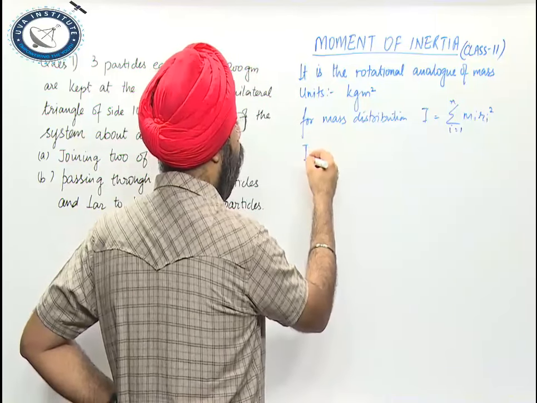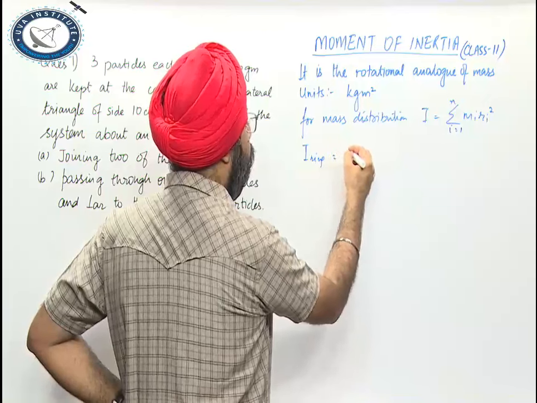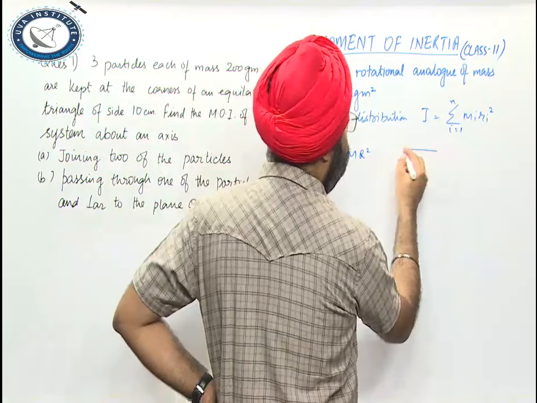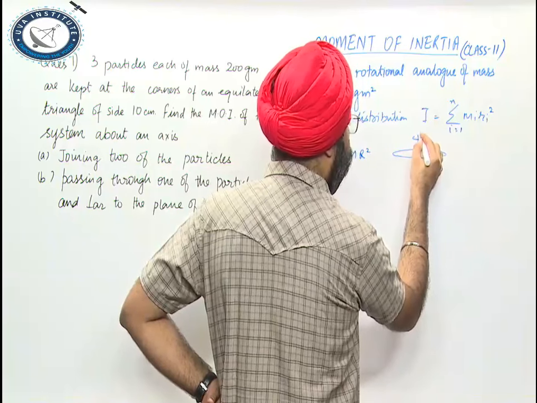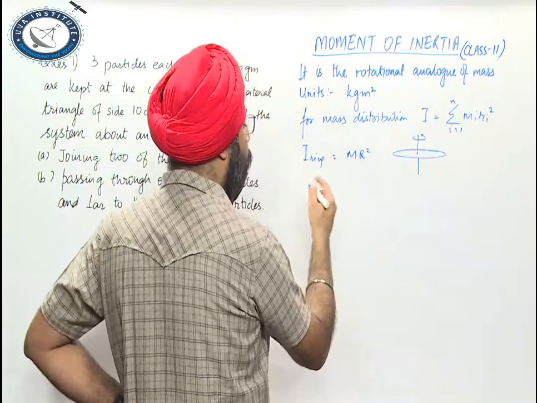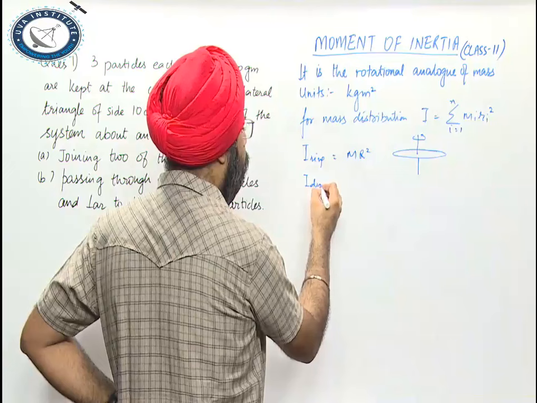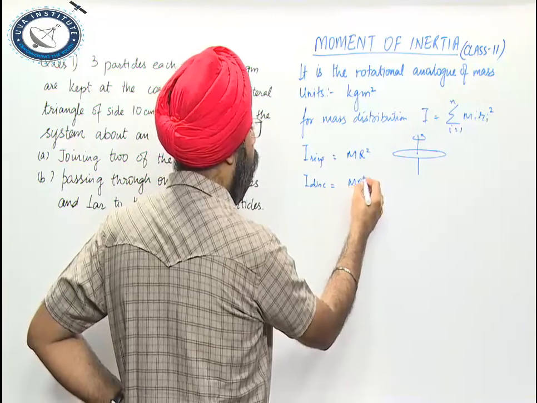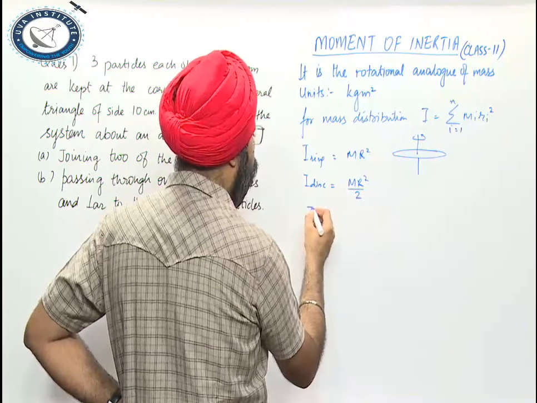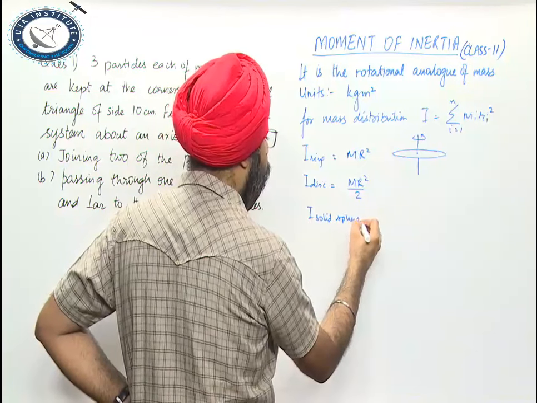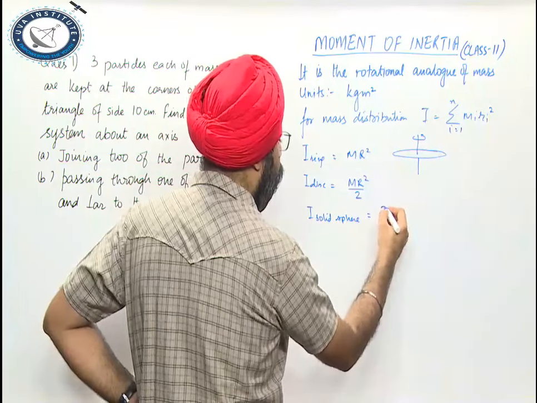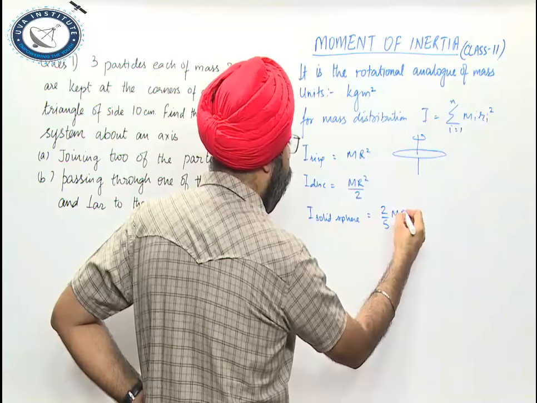For a ring, it is equal to mr square. In this case, the axis of rotation is perpendicular to the plane of the ring and passes through the center of the ring. For a disk, it is equal to mr square by 2. For a solid sphere, it is equal to 2 by 5 mr square.